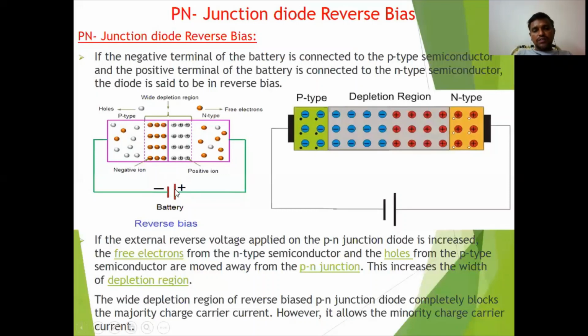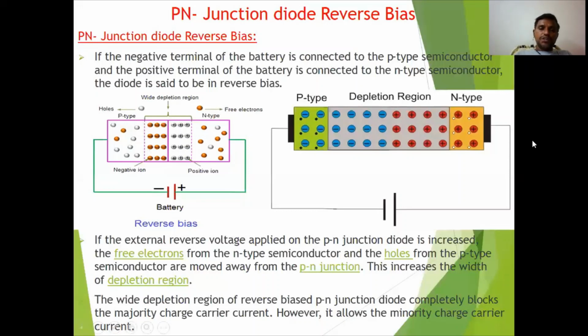If I increase the reverse bias voltage, even a small voltage, what happens? These holes will be attracted like this, here we have the p-type semiconductor, and the electrons will be attracted to the positive charge. So we get negative ions and positive ions. Previously a small depletion region was there, but as I increase the reverse bias voltage, this depletion region increases.